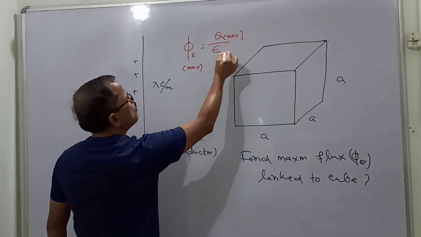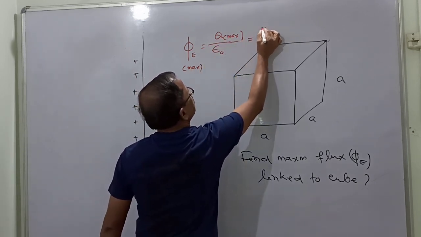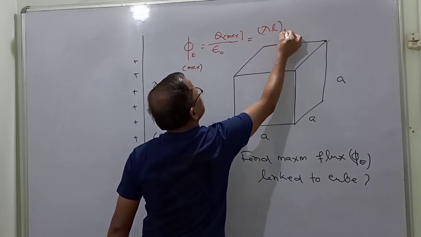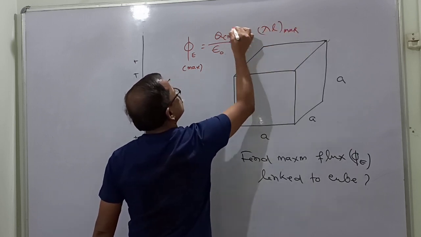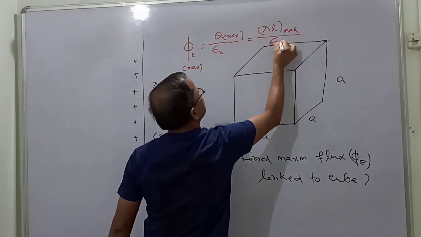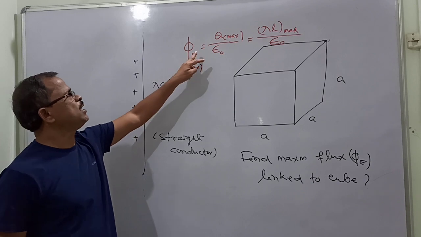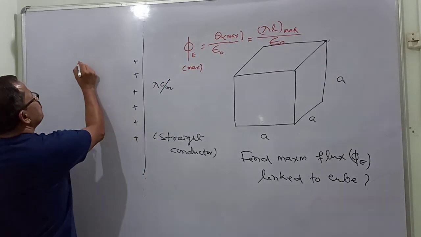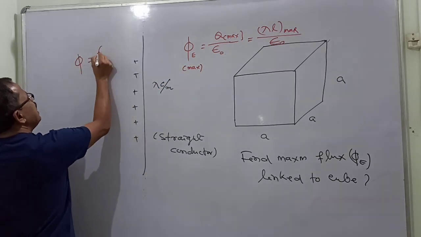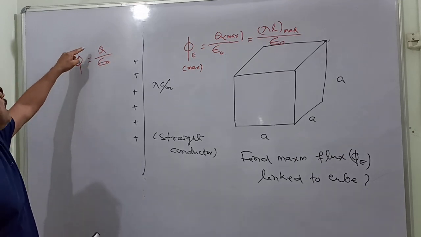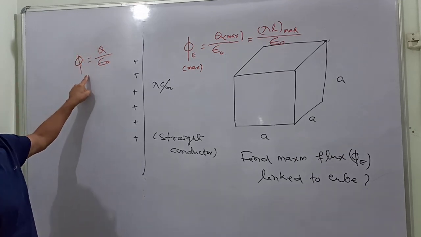Charge is defined as lambda into length, lambda into L. Then lambda L is equal to maximum. Then charge will be maximum divided by epsilon 0. Simple statements. So now the question is, you have to find out the flux. We know flux is defined as charge by permittivity. So if charge is maximum, then flux will be maximum.